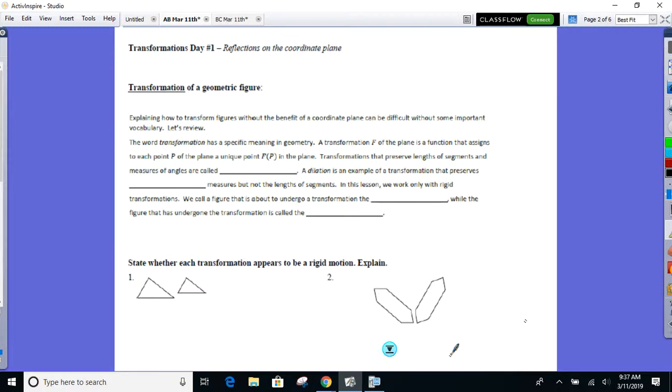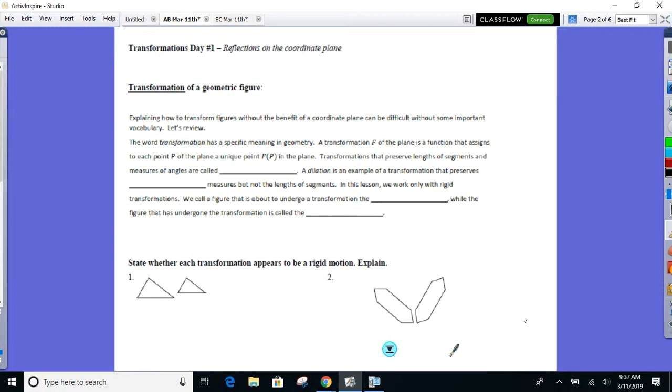Brand new unit, totally different from last unit. We're going to reflect, rotate, translate, dilate. We talked some of that already this year. Where did we talk about these? Which three transformations did not change the size or shape of a figure? Rotation, translation, and a reflection.